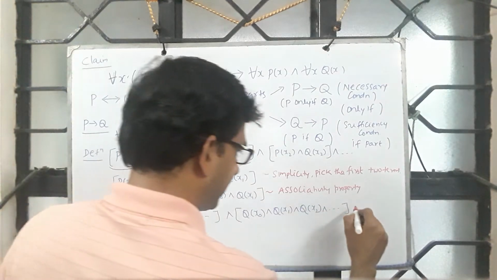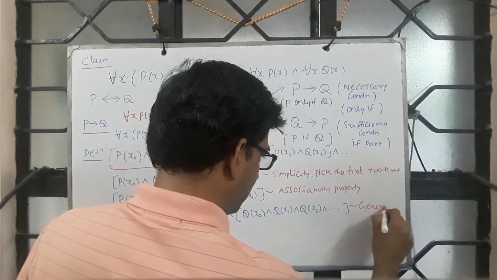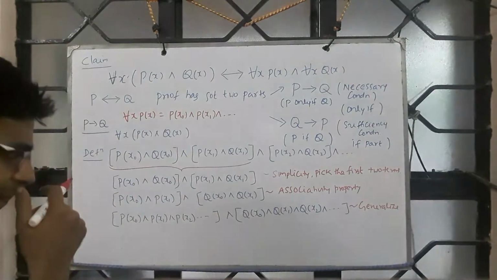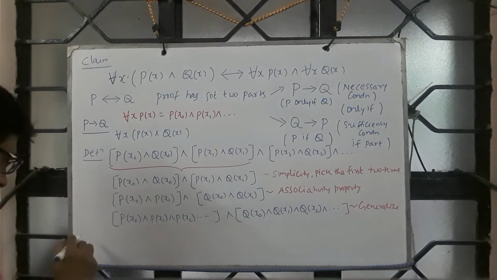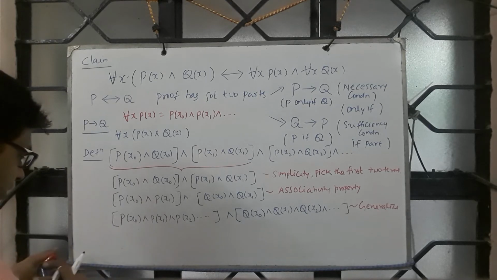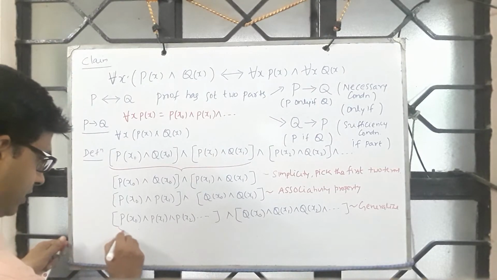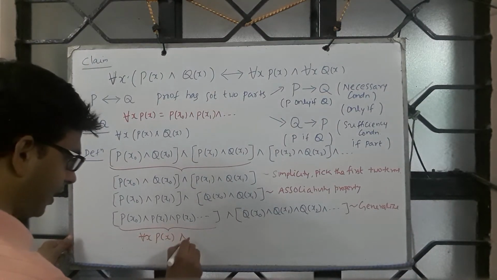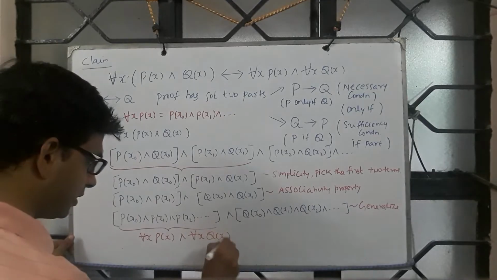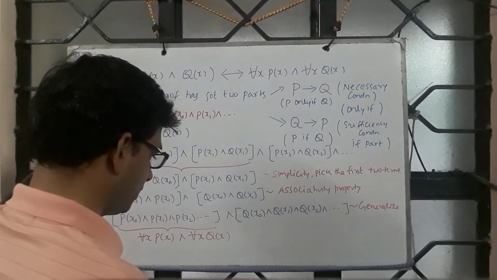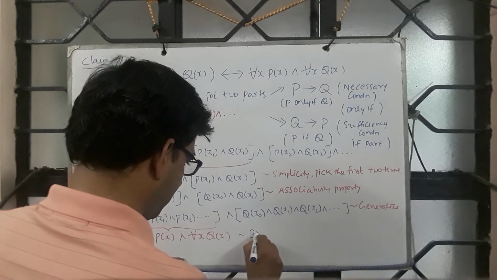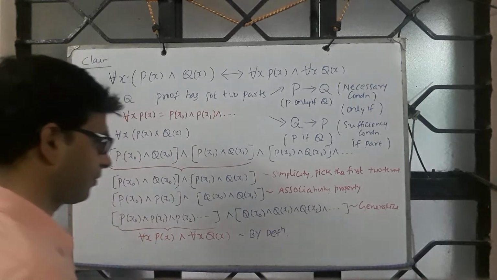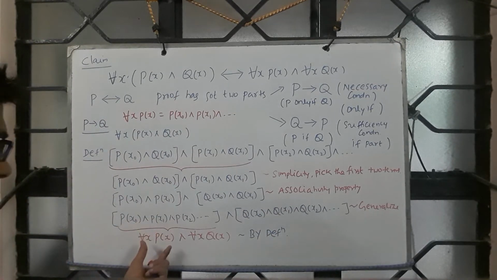Now generalize this to other terms. Fine. Now apply the definition again. If you apply the definition, what do you get? This one is for all x, p of x, and this one is for all x, q of x. This is by definition. So by definition, this is for all x, p of x. This one is for all x, q of x, which is precisely what we want to show.